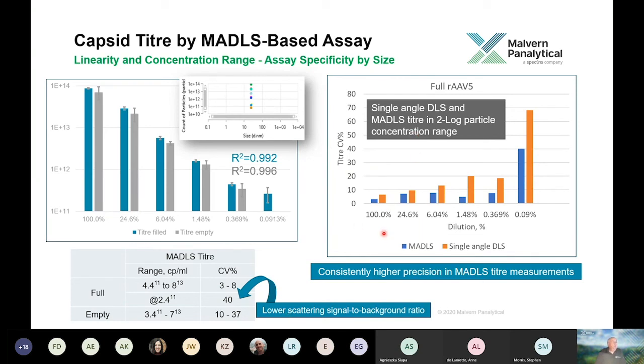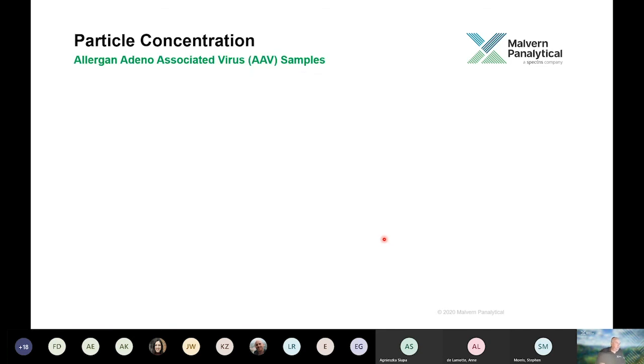In this one, because we determine particle concentration from MADLS experiments, multi-angle DLS, we wanted to see if there is a benefit of doing this using multi-angle as opposed to doing it at a single angle. And you can see in all cases, at different concentrations, the MADLS gives us higher precision in the concentration measurements that we've got.